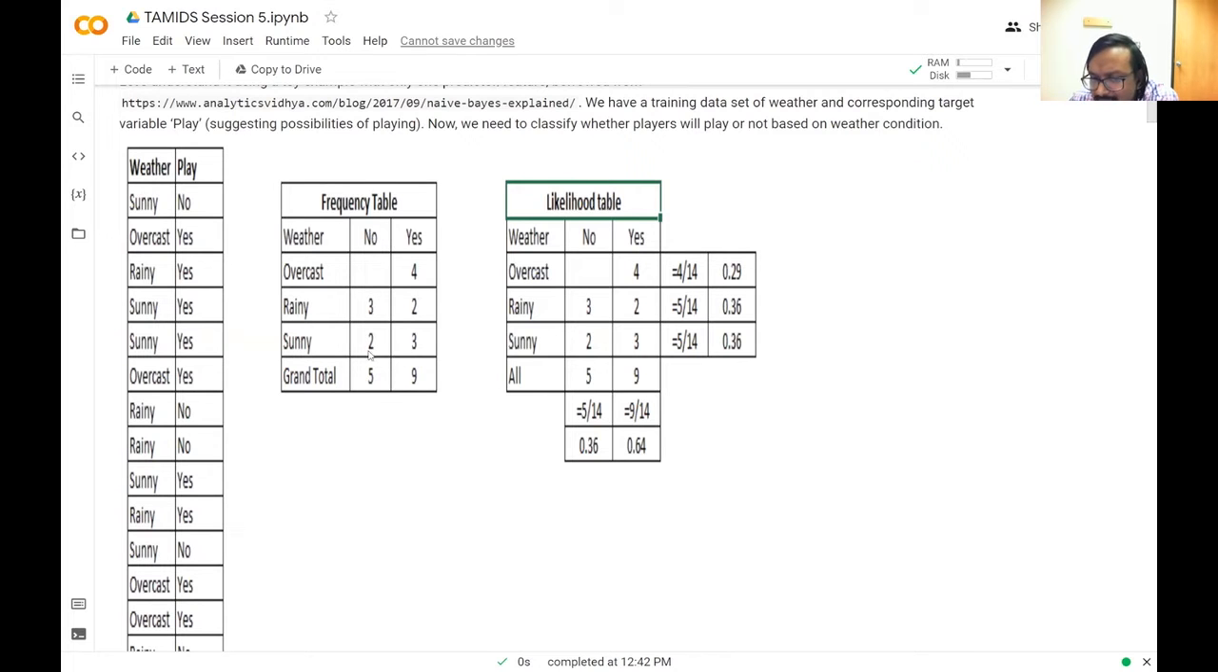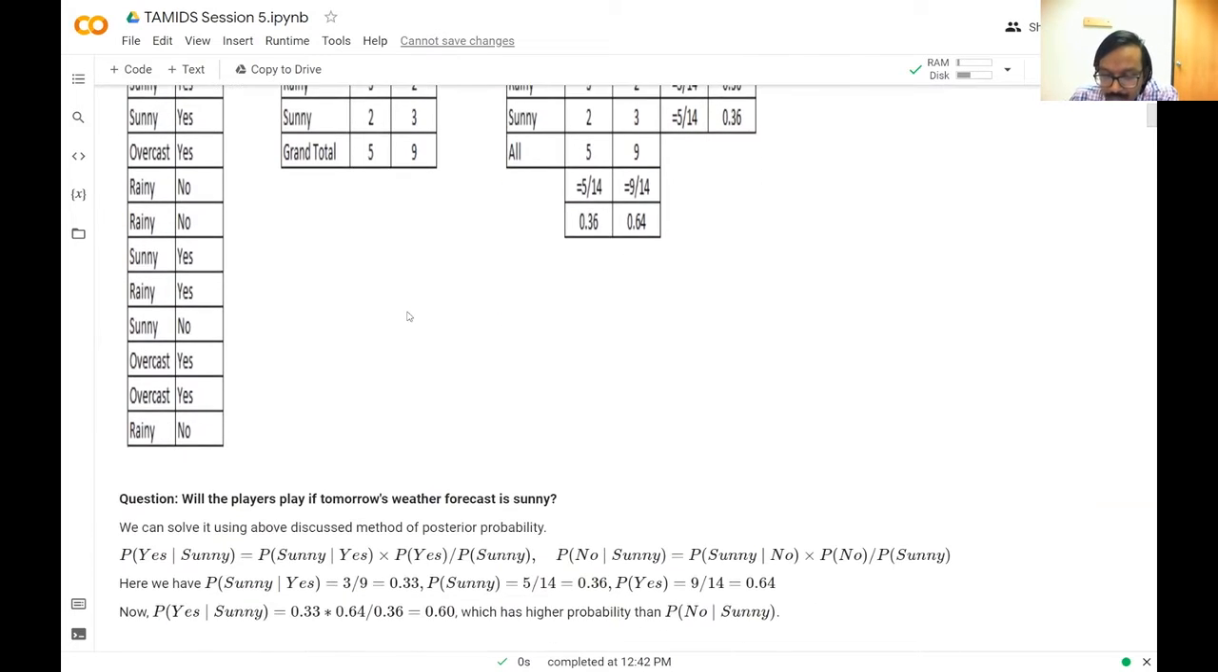Out of these 14 days, 5 of the days were sunny, 5 of the days were rainy, and 4 of the days were overcast. And we have also split these days according to the final outcome. That means on 3 out of the 5 rainy days, the players decided not to play, and on 2 out of the 5 rainy days, the players decided to play. So this is the frequency table, and this table is going to make it really easy for us to make the calculations on the probabilities.